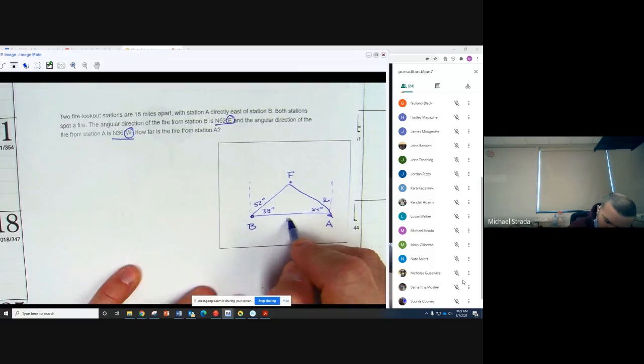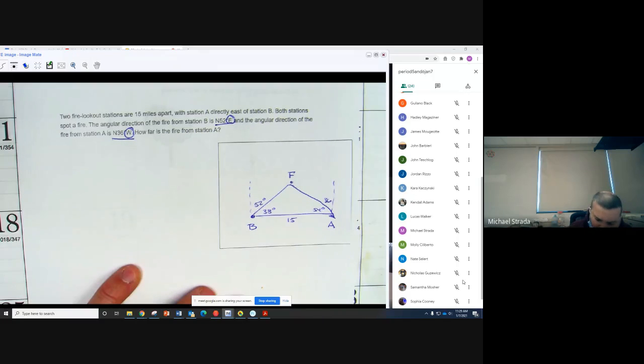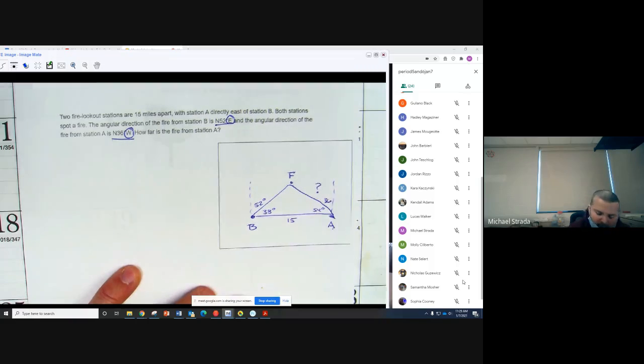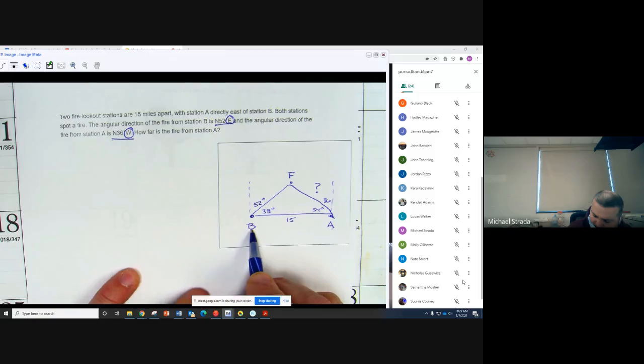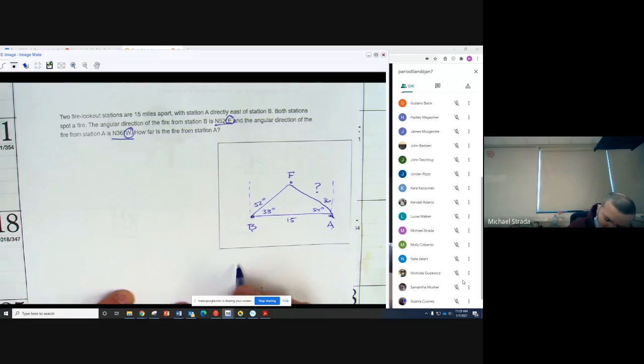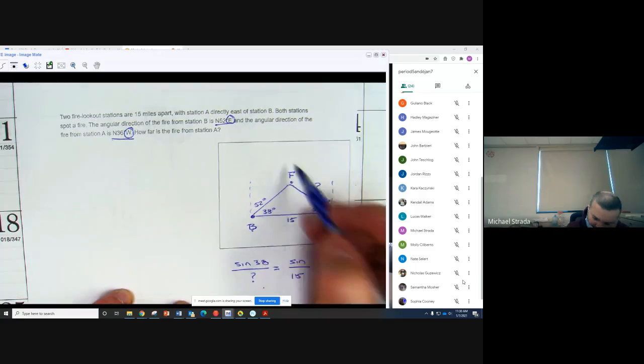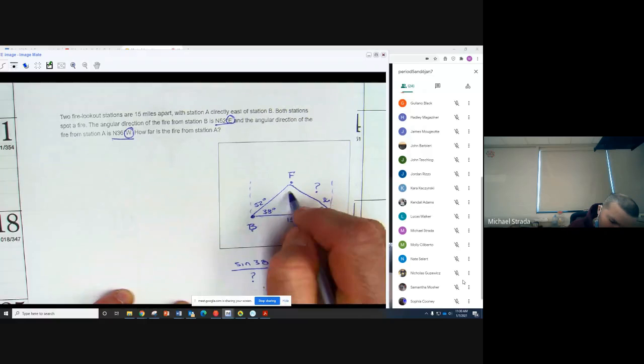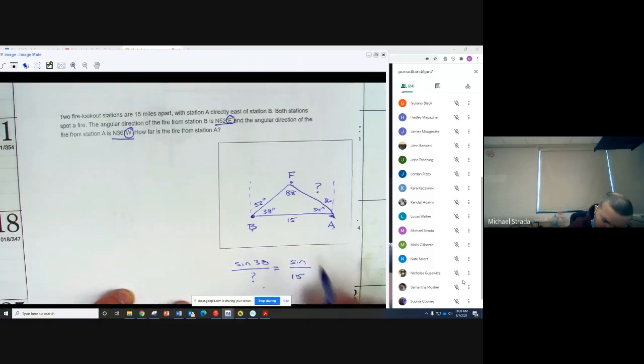We then label the 15 miles apart. And they want to know how far is the fire from station A, so they want that distance. You got to remember to make sure you answer which one they're asking for. So that's B. I'm going to use the sine of 38. B is 38 over question mark equals the sine of an angle over 15. Remember, to get that angle, we're just going to add them up and subtract from 180. 38 plus 54 is 92. Subtract that from 180, you get 88.